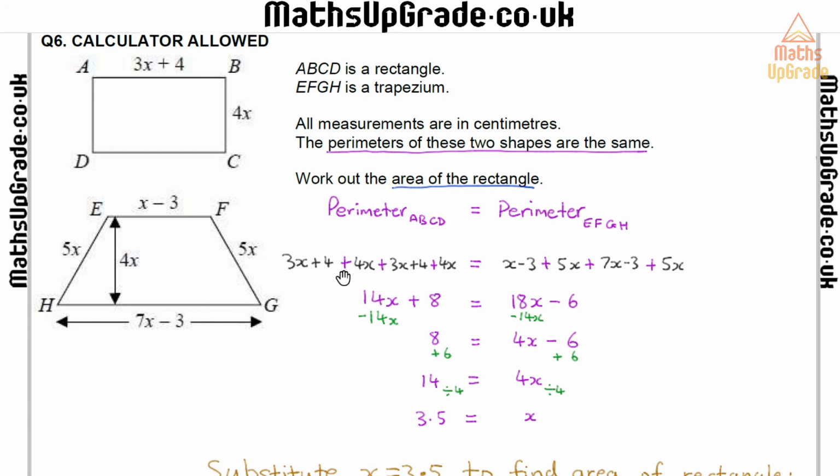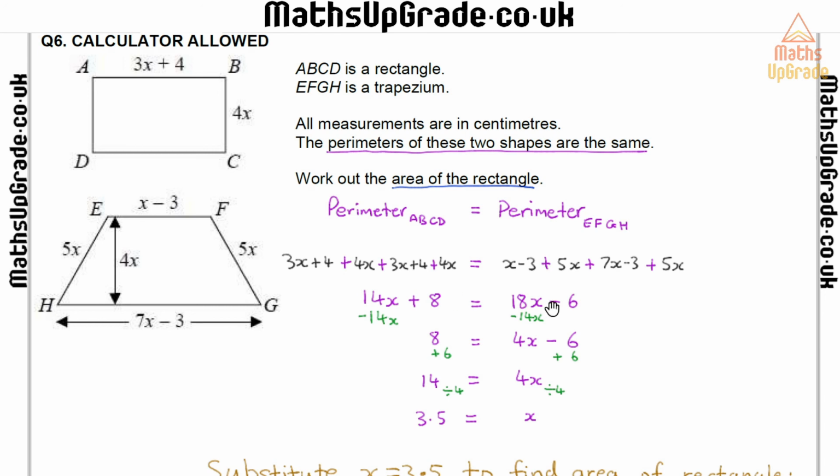Then I'm going to collect like terms to neaten up this whole equation. So 3x add 4x add 3x add 4x gives 14x. And then 4 add 4 gives 8. Similarly on this side, x add 5x, add 7x, add 5x gives 18x. Negative 3, subtract 3 gives negative 6.